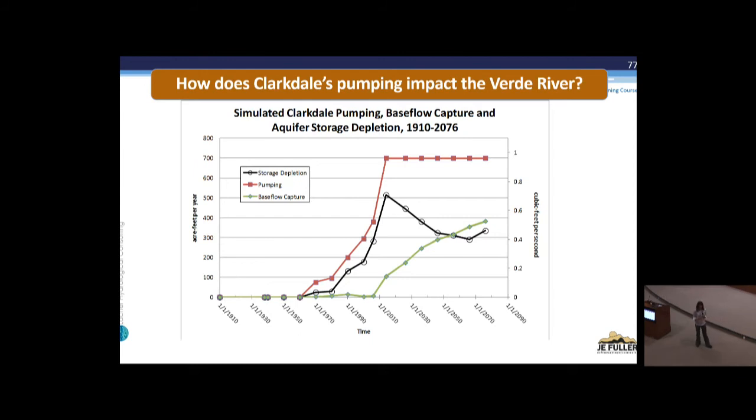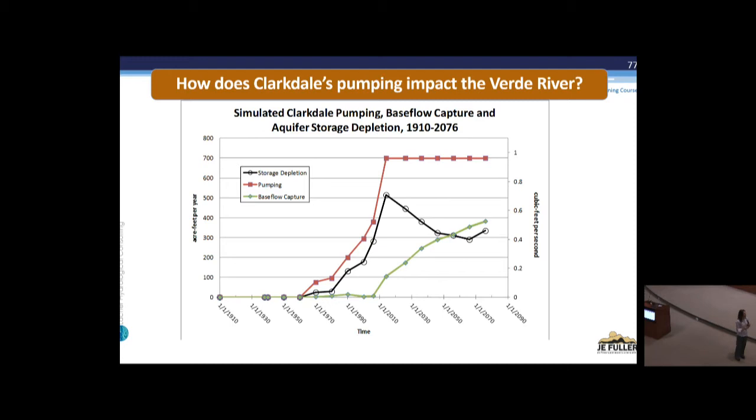You know, how much impact can a community of 2,000 people have on this river? And so we simulated it. The red line is simulated pumping from 1960 up to the present, about 2000, and then leveling off because we didn't know what was going to happen in the future.